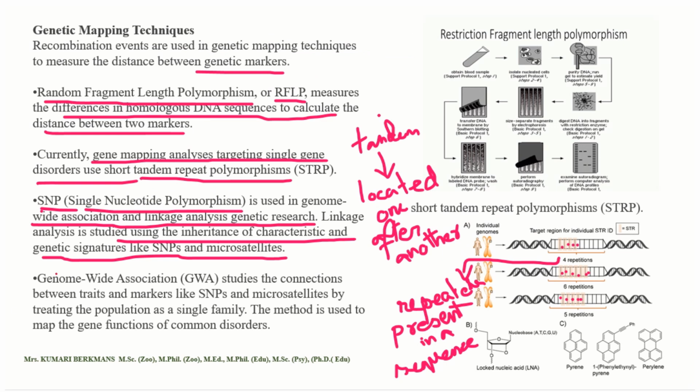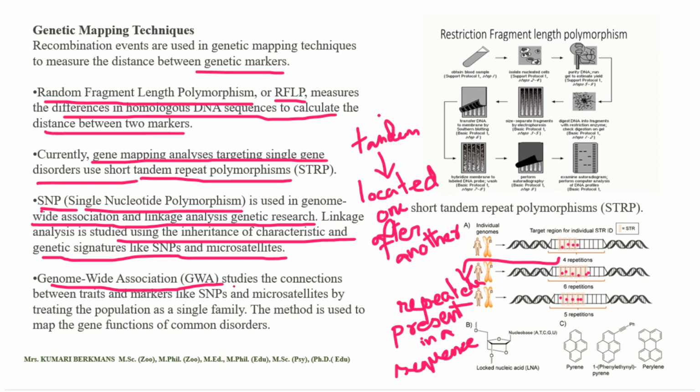Okay, and now genome wide association. See, all these are very important, so make a note of it. That is GWA, genome wide association. SNP in the sense single nucleotide polymorphism. STRP in the sense short tandem repeat polymorphism. RFLP in the sense restriction fragment length polymorphism. So keep a note of all those things.